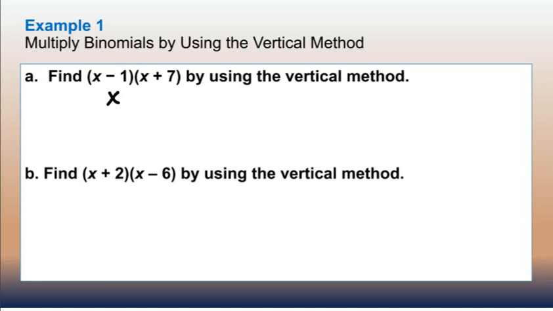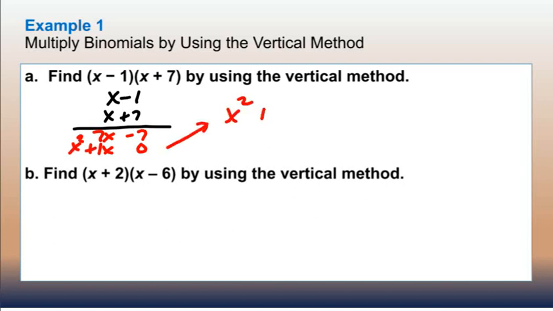So here I have x minus 1 times x plus 7. If I multiply that, 7 times negative 1 is negative 7. 7 times x is 7x. Put our 0 down. X times negative 1 is negative 1x. X times x is x squared. So if I combine my answers, I would have x squared plus 6x minus 7.